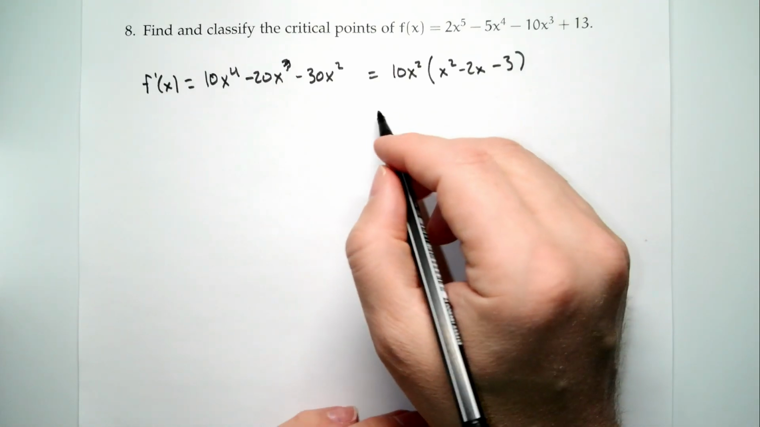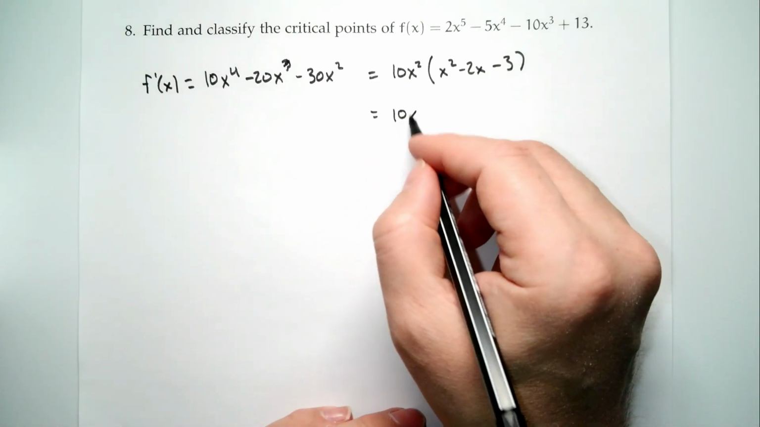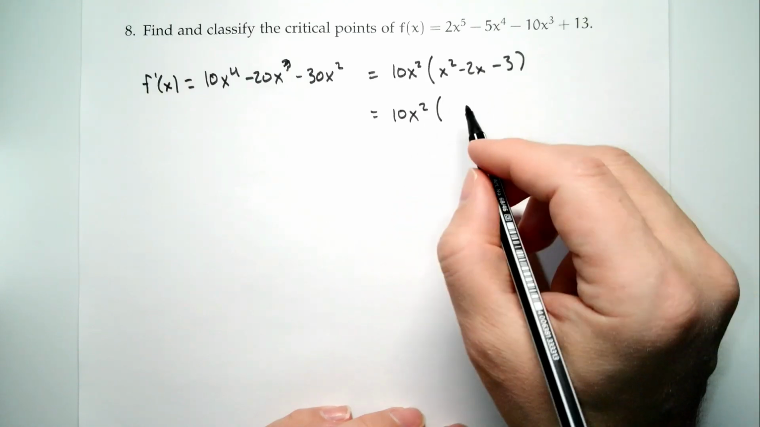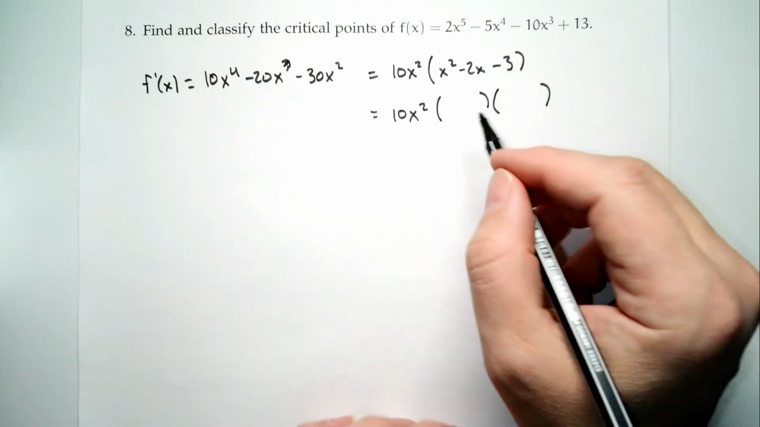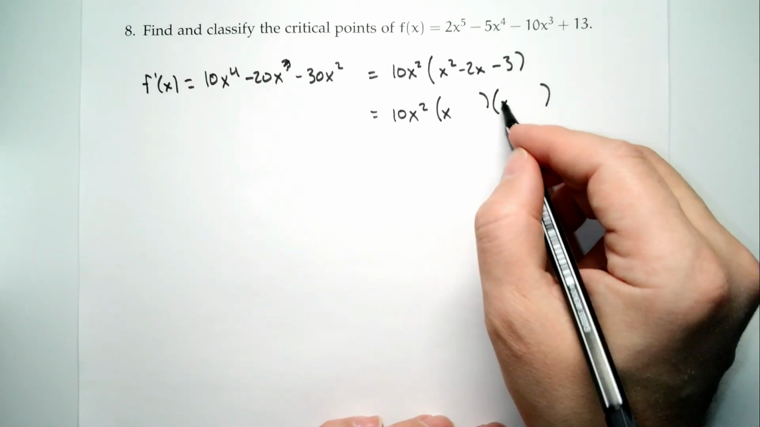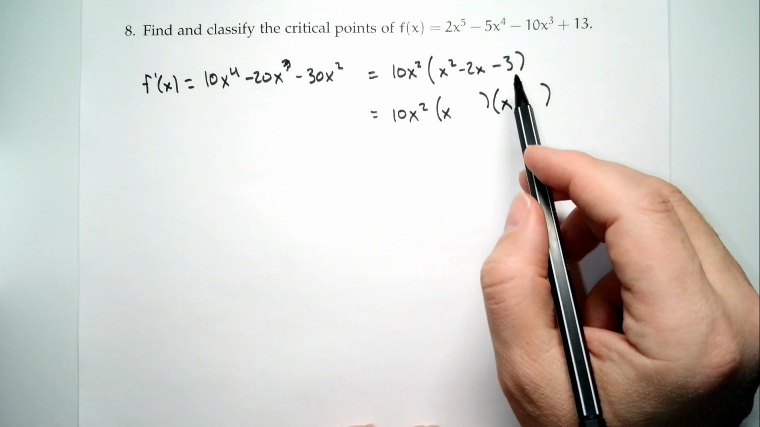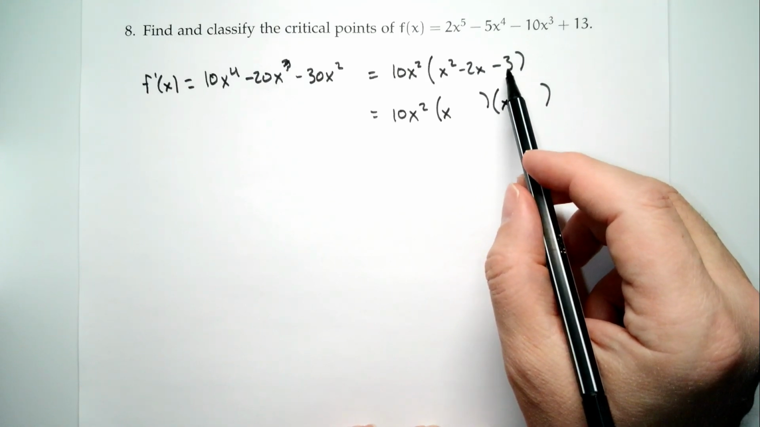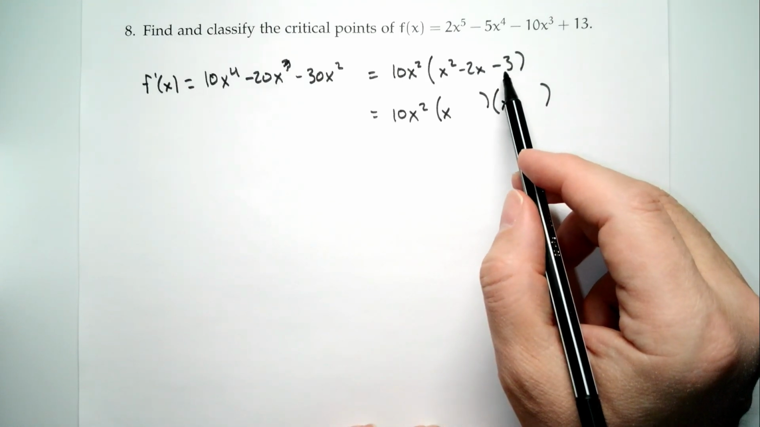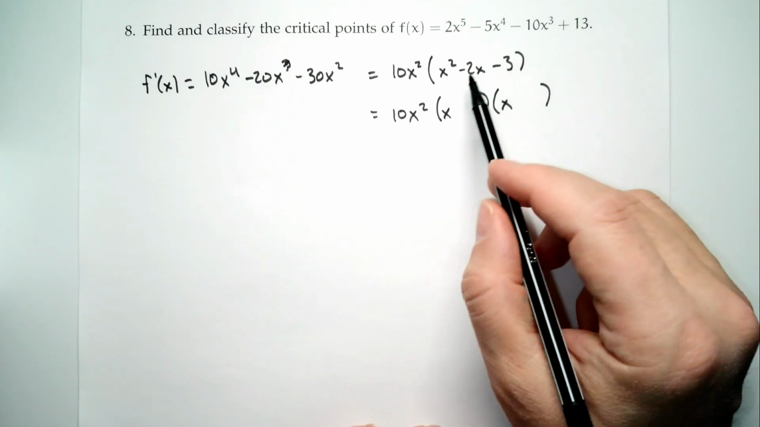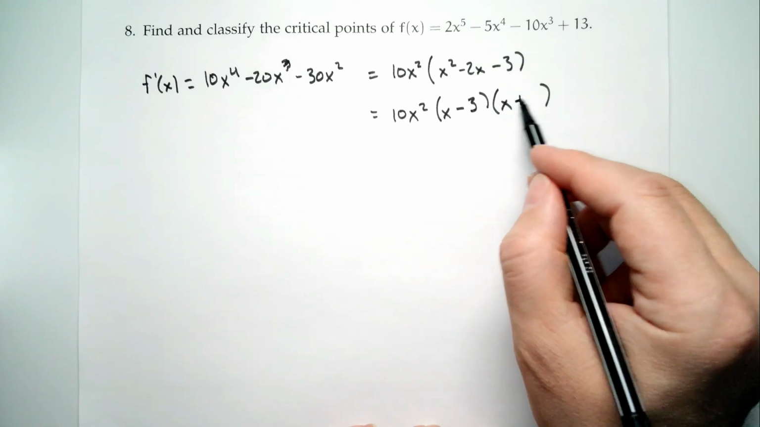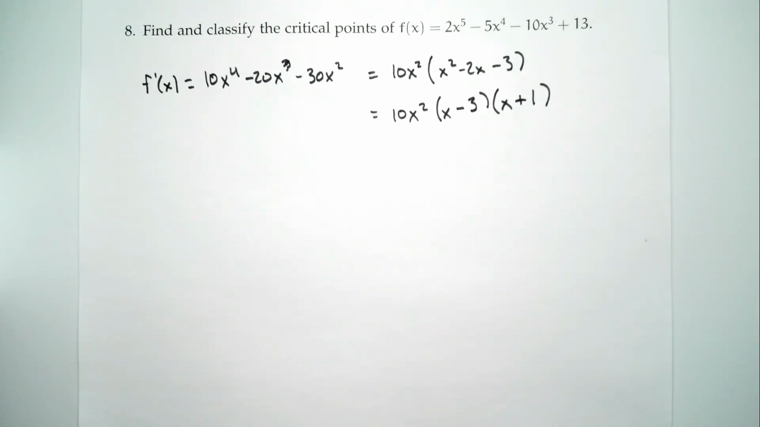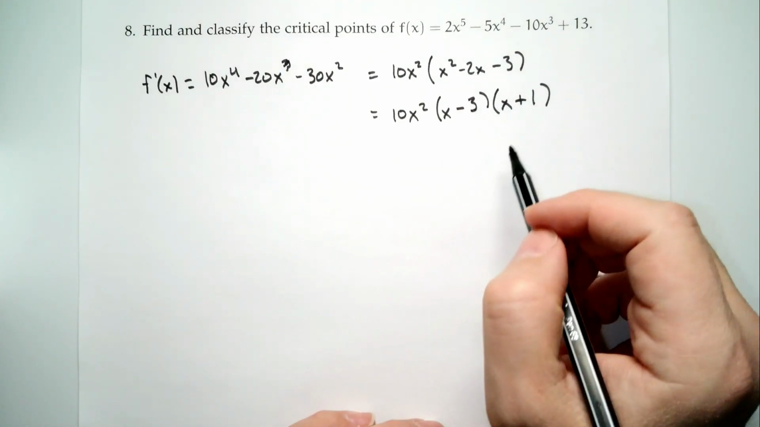Well, we go by our everything factors belief. So 10x squared, and then what do we have? Well, x. Well, not really a lot of things to think about, right? We need two things that multiply together to give us -3, but add to give us -2. So, -3 plus 1. That'll do it, right? Because we get minus 3x plus x.